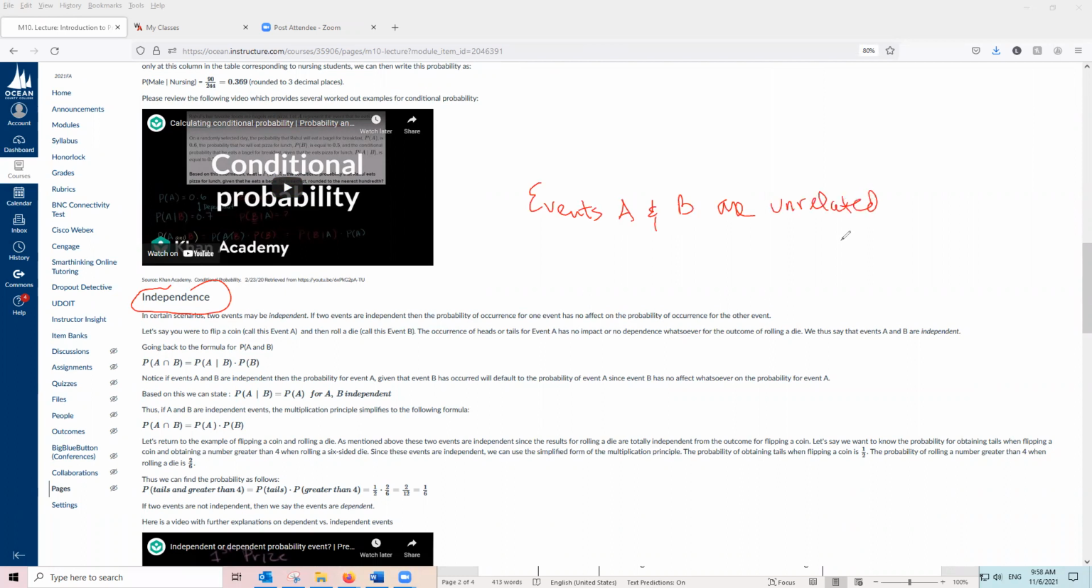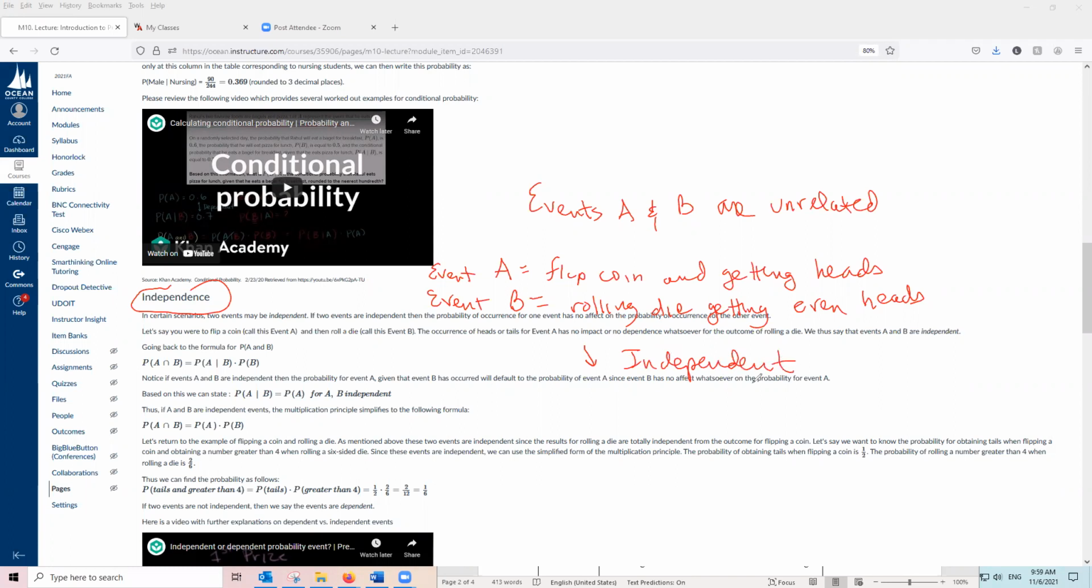That means the probability of one event happening is in no way affected by the probability of B. Let me give you an example. Let's say A is flipping a coin and getting heads. That's event A. And let's say event B is rolling a die and getting an even number. Well, these two events are in no way related, right? What happens with flipping the coin is in no way affected by rolling the die. So we would say these events are independent.